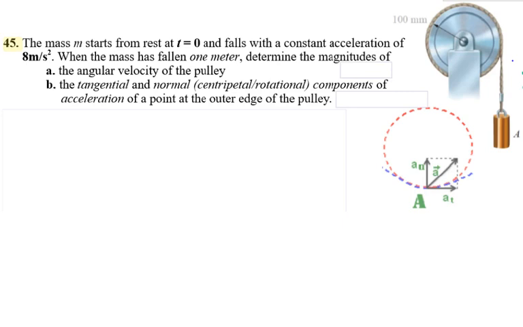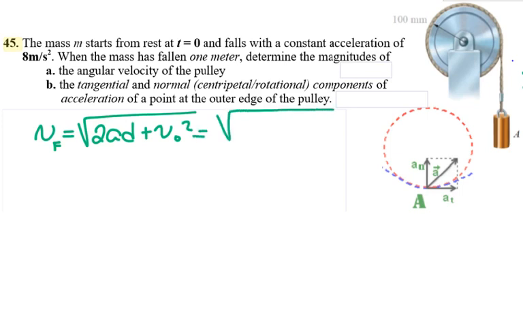So they give you acceleration, they give you the distance. So I can say the final velocity is equal to the square root of 2AD plus initial velocity squared. So I have 2, acceleration is 8, and the distance is 1, and it started from rest, so the initial velocity is 0, so that gives me 4 meters per second.